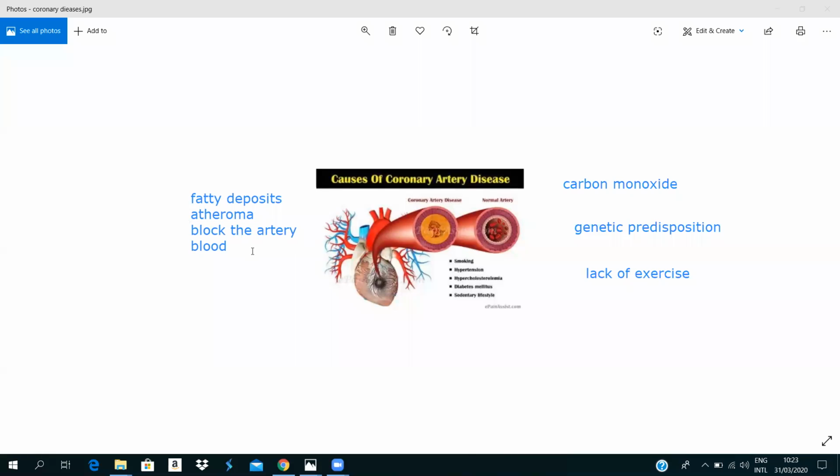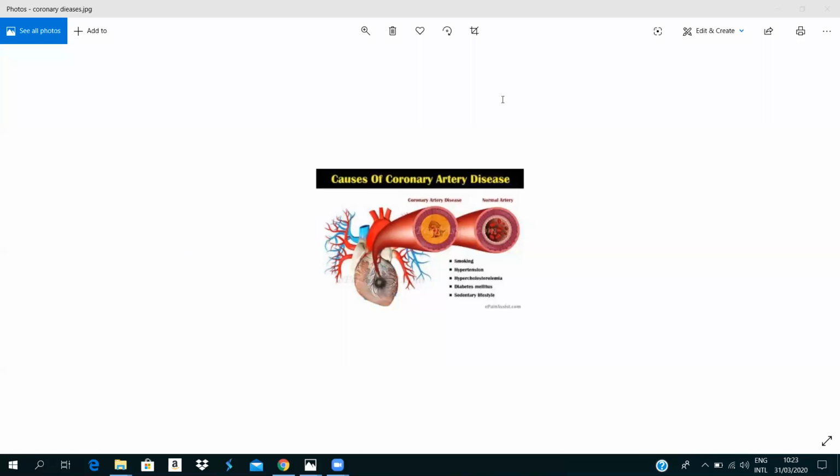Now, it leads to a blood clot. This is called the blood clot. Then it leads to heart attack. Understand? If the fatty deposit, atheroma, blocks the artery, then it will deposit what's called the thrombus. What is thrombus here? Thrombus, or it's called the coronary thrombosis.